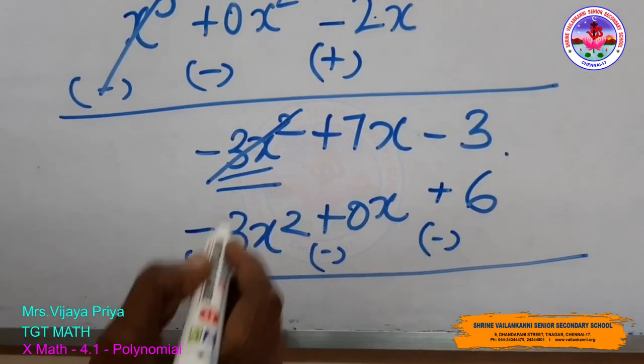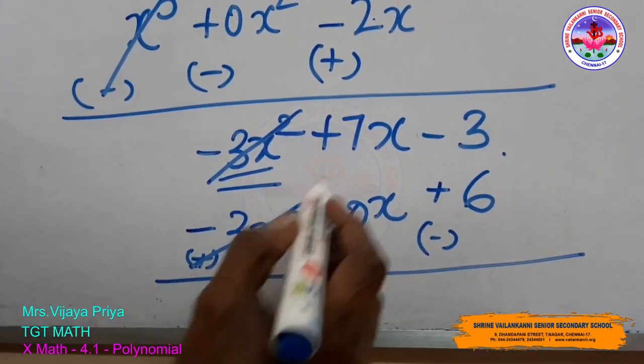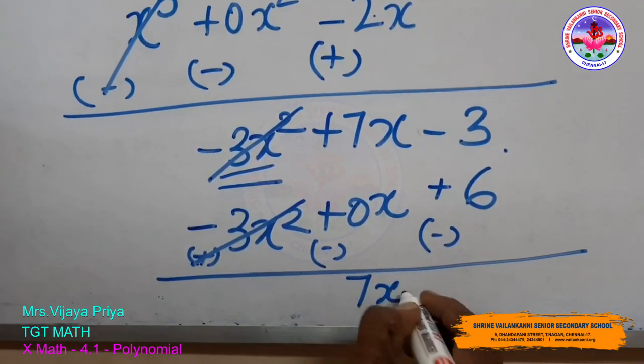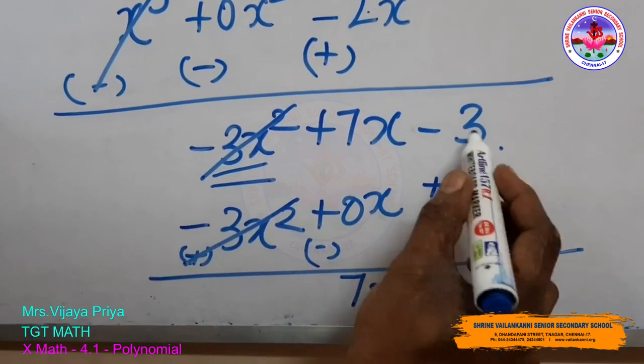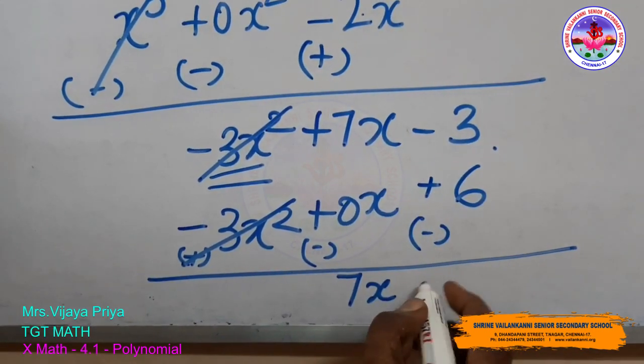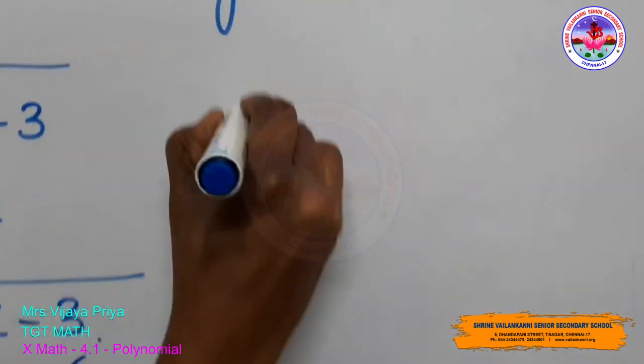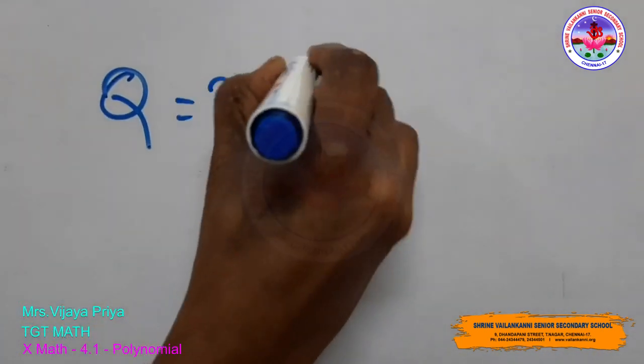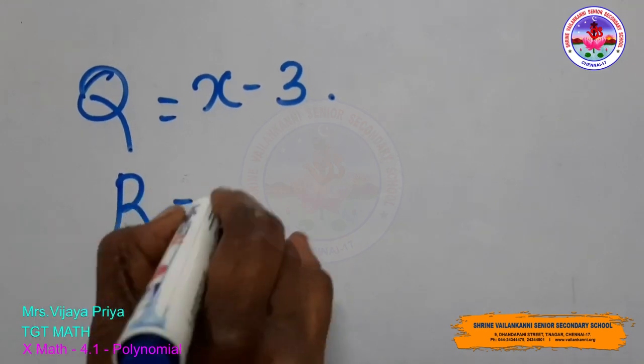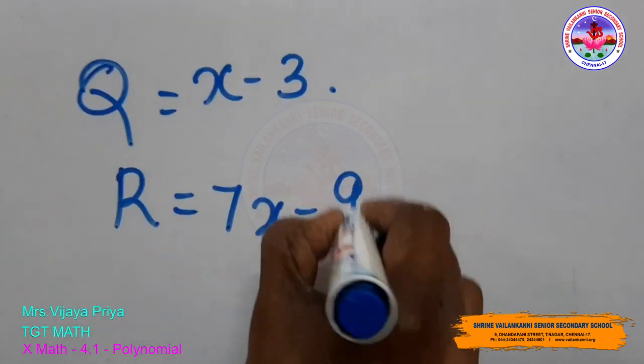So now changing the sign of the second expression, plus 3x squared minus 3x squared gets cancelled. Here I am writing plus 7x. Here minus 3 minus 6, I will get minus 9. Quotient is x minus 3 and my remainder is 7x minus 9.